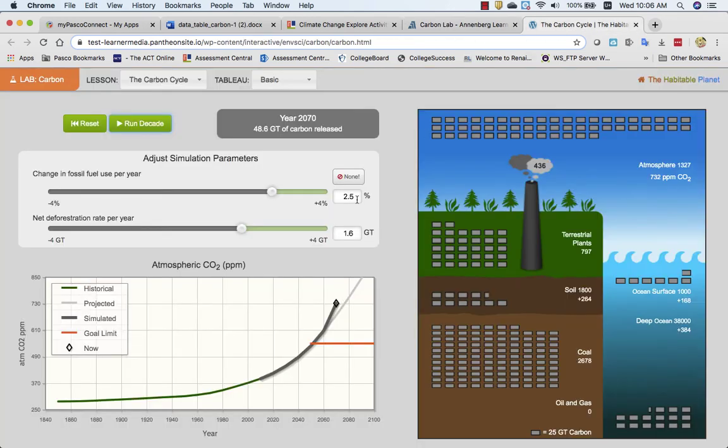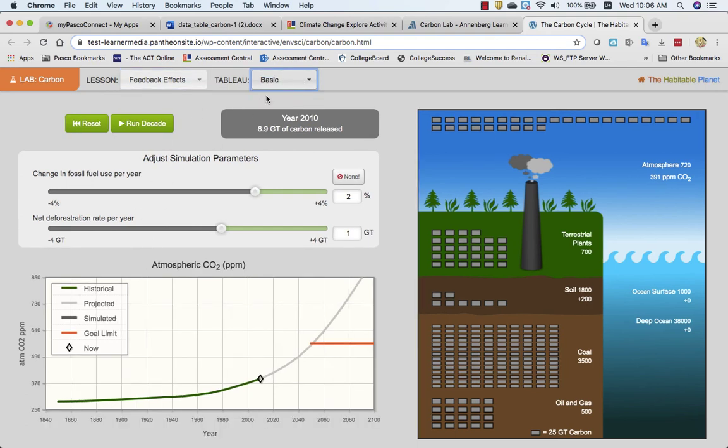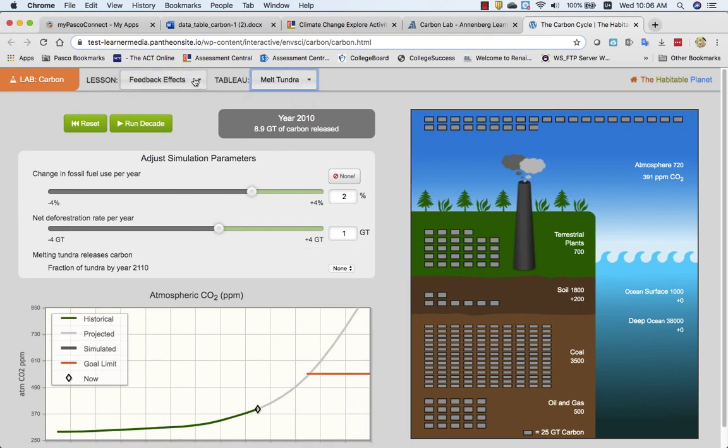Now, in order to change that value, notice there's no tundra melt up here. You want to come up here, okay, and go up to Tableau. You can also come here in Feedback Effects. It will do the same thing. We want to see that tundra melt, so go to Feedback Effects. Okay, and here's Melt Tundra. Now we have the ability to adjust the amount of melting tundra.